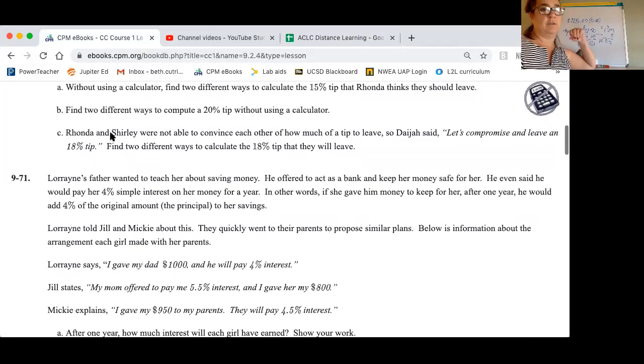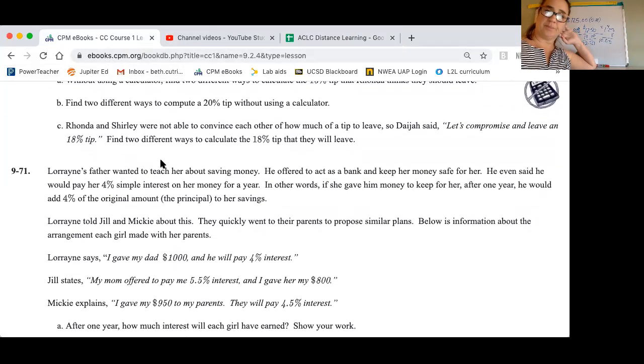Lorraine's father wanted to teach her about saving money. He offered to act as a bank and keep her money safe for her. Don't trust your dad. I'm kidding. Trust your dad. He even said he would pay her 4% simple interest on her money for a year. In other words, if she gave him money to keep for her, after a year, he would add 4% of the original amount to her savings.